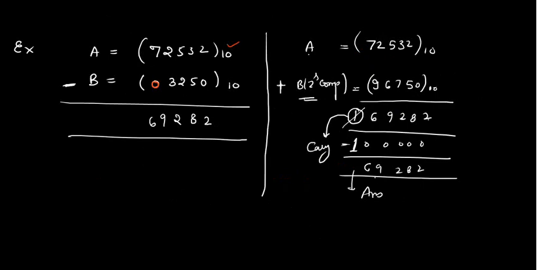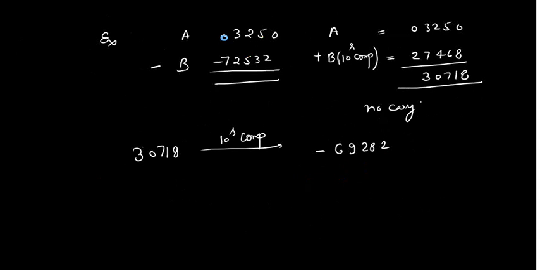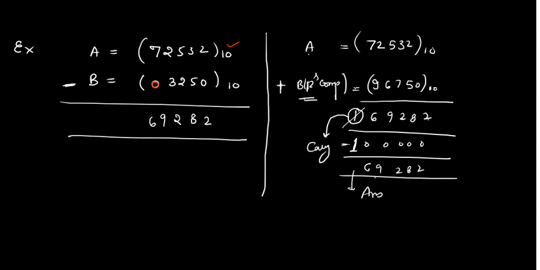So we get a carry when A is greater than B. Now let's invert the example we just discussed. Here A is 3250 and B is 72532. We want to subtract it. First, the number of digits must be the same, so we put a 0 here. Now we do it in the complement domain. Instead of subtracting, we will add A with the 10's complement of B. Here I have written 2, so please correct it. It should be 10's complement.